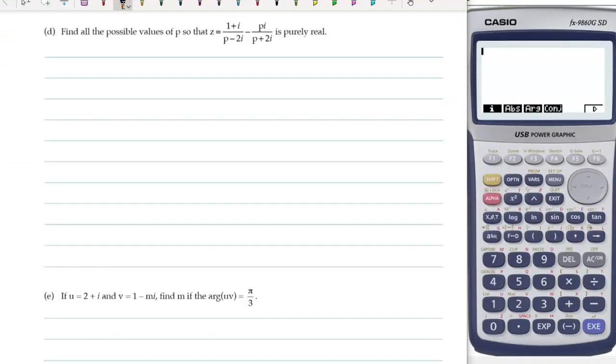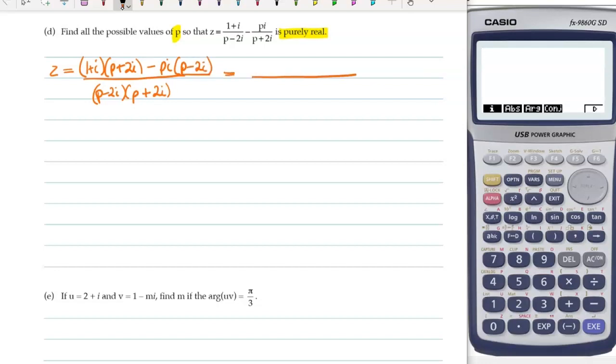Okay, now for part D, let's start by putting this all over a common denominator. And then we want to find the values of p so that what we end up with is entirely real. So the imaginary part will be equal to 0. That's what I'm aiming for. So if we put this over a common denominator of (p minus 2i)(p plus 2i), we have 1 plus i on the left needs to be times by the p plus 2i, minus the pi on the right has to be times by the p minus 2i.